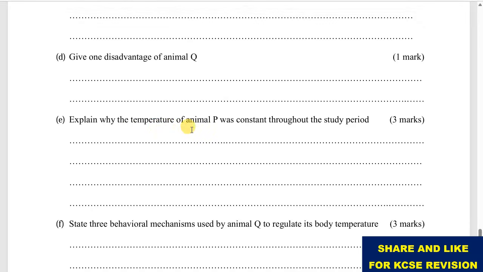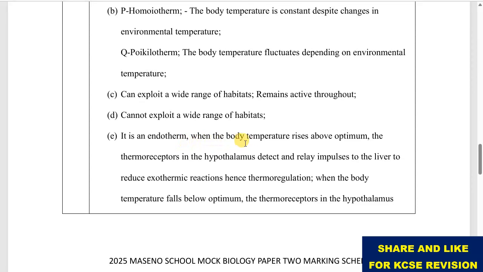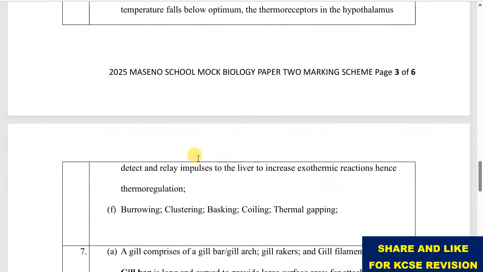Explain why the temperature of animal P was constant throughout the study period. It is an endotherm. When the body temperature rises above optimum, the thermoreceptors in the hypothalamus detect and relay impulses to the liver to reduce exothermic reactions, hence thermoregulation. When the body temperature falls below optimum, the thermoreceptors detect and relay impulses to the liver to increase exothermic reactions, hence thermoregulation.